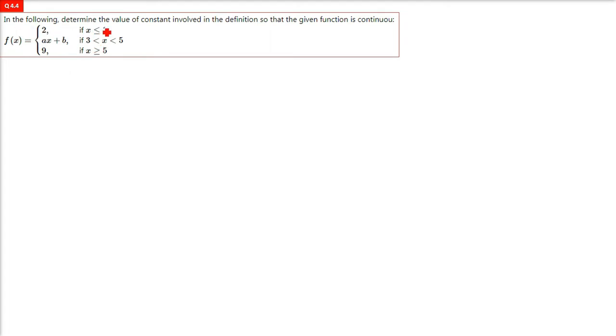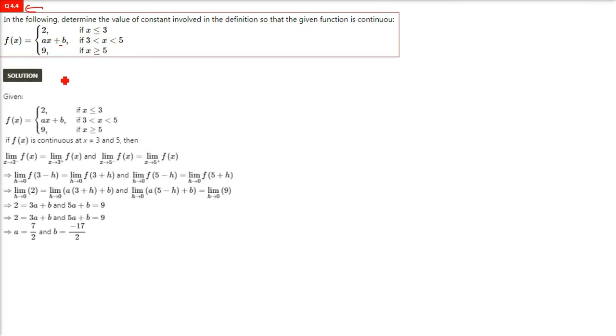Same thing we have to do here in the following. Determine the value of the constant involved in the definition so that the given function is continuous. So we have 2 points of check here, 3 and 5, and there are two constants here, a and b, and ax plus b is having a variable x. So let me draw a number line, and it is 3 and 5. So 3 and 5 we have to check.